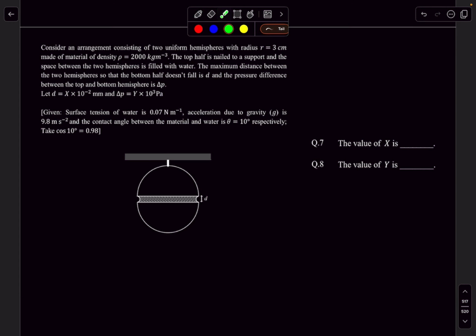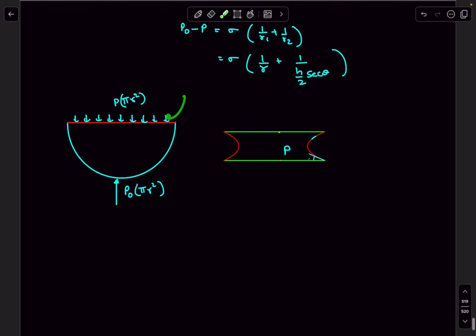In question number 2, if you observe, it asks for the pressure difference between the top and the bottom hemisphere. I think what they meant to say was the pressure difference between the flat surface and the bottom of the hemisphere. I think that is what they wanted us to figure out. So the second question, delta P, in my opinion, is equal to P naught minus P. The other force is obviously the weight of the hemisphere, W. We can easily write W as the volume of the hemisphere, which is 2 by 3 pi r cubed, times the density times g.